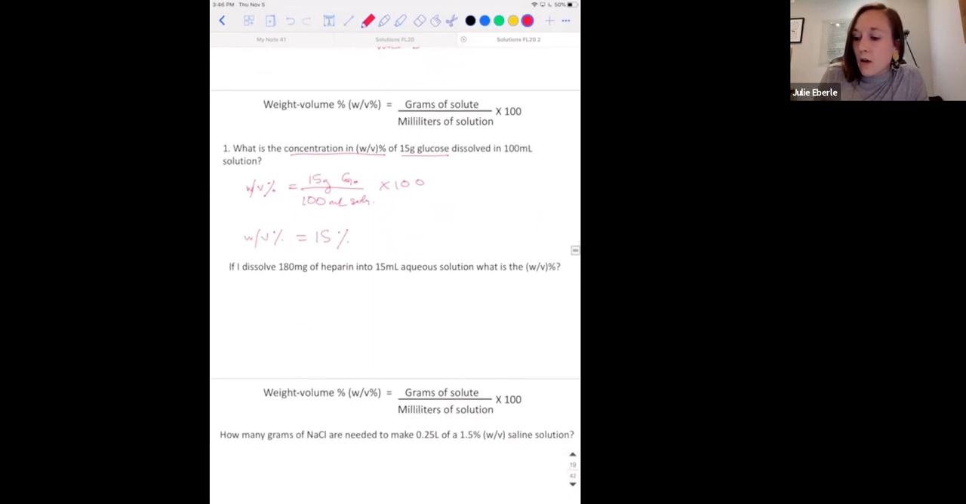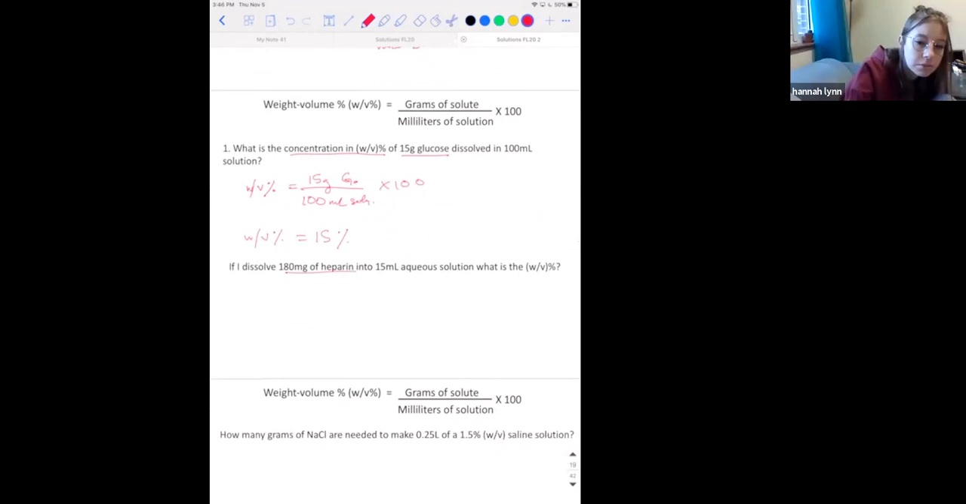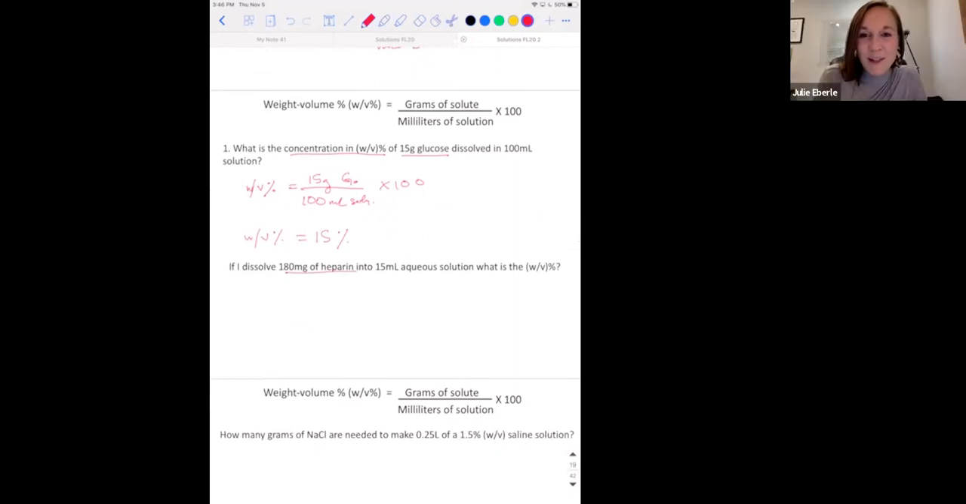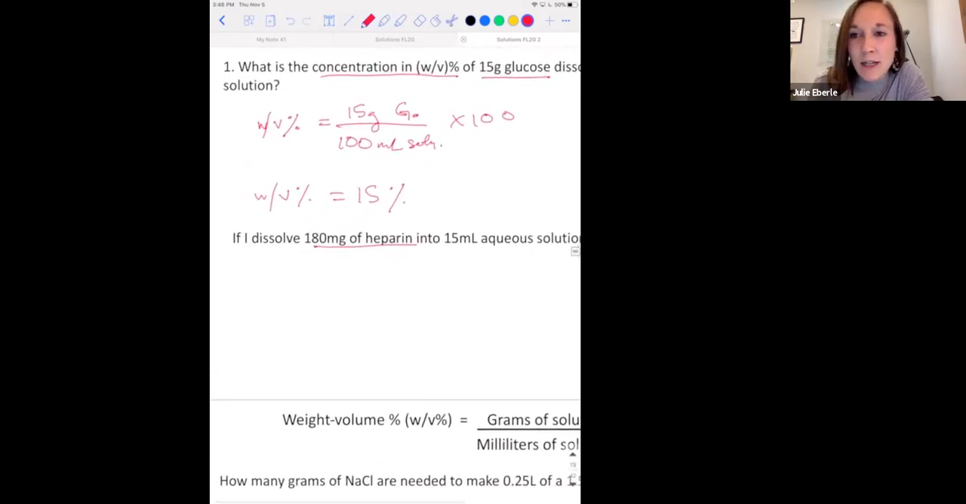If I dissolve 180 milligrams of heparin, anybody know what heparin is? What is heparin? Keeps your things from clogging. It's an anticoagulant. Caitlin works in a hospital, in case y'all didn't know. So she knows these terms. Yeah, I actually worked a lot with heparin in grad school. It keeps your blood from clotting. It is a player in your blood clotting system.